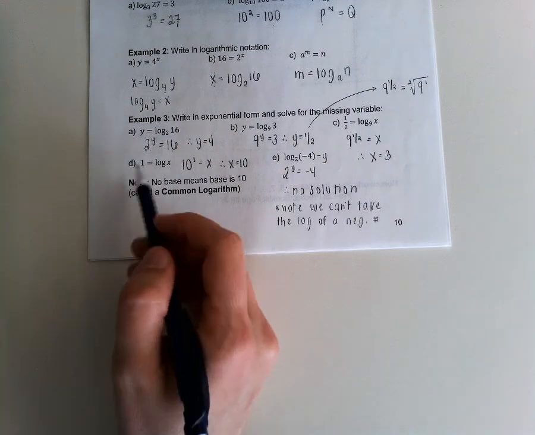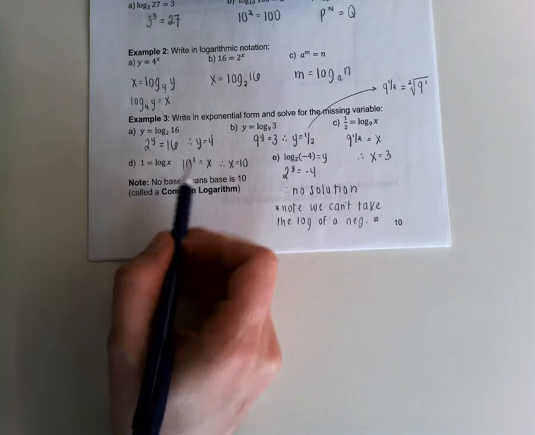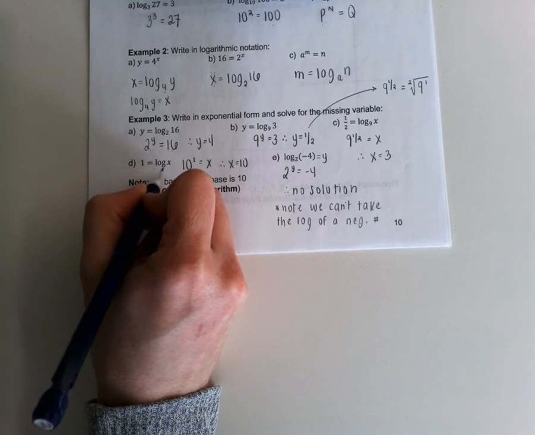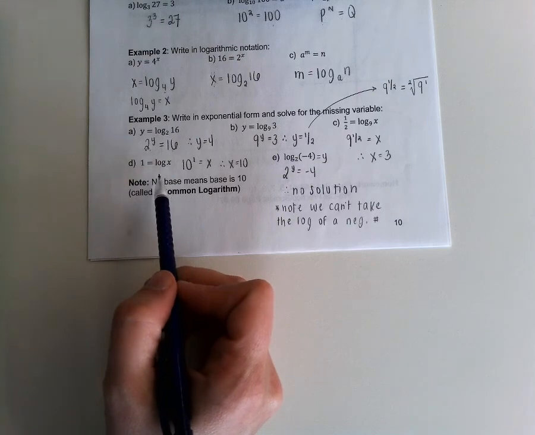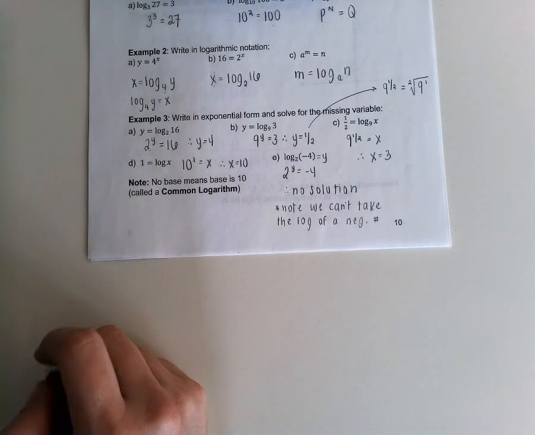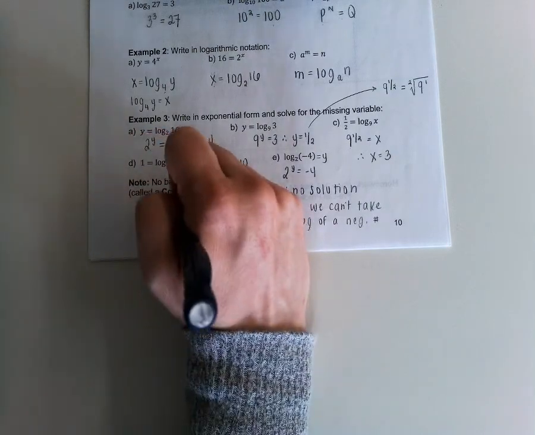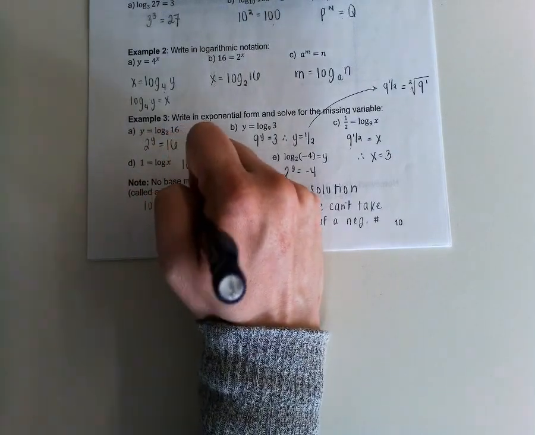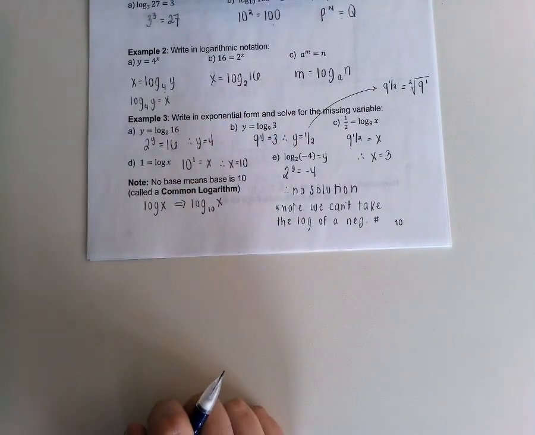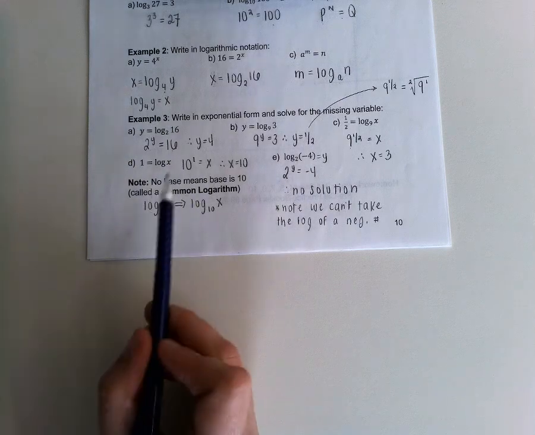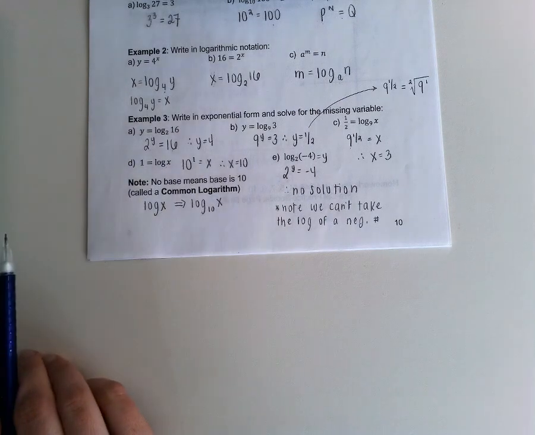Now down here, you'll see we have 1 equals log x. And it would appear that we're missing the base of the log. When a base is not written, this is called a common logarithm, and it means the base is 10. So log of x essentially means log base 10 of x. So here, this means 10 to the power of 1 equals x, which means that x equals 2.